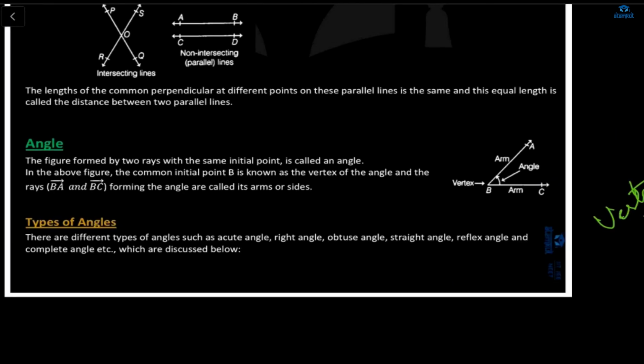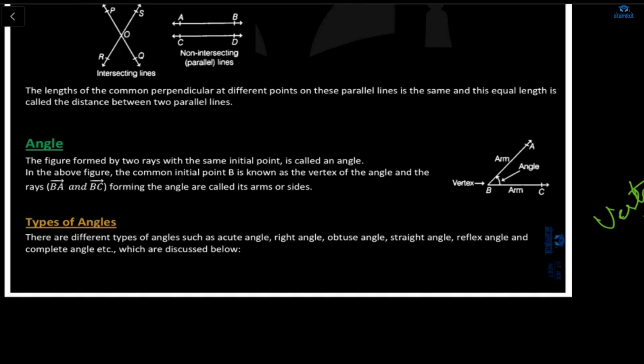Types of angles. There are various types of angles: acute angle, right angle, obtuse angle, straight angle, reflex angle, and complete angle. Can anybody tell me the definition of any of them, or has anybody studied any of the angles? Ma'am, we studied acute, obtuse, right angles, complete angles, supplementary and complementary angles. I only remember acute, right, obtuse and reflex.